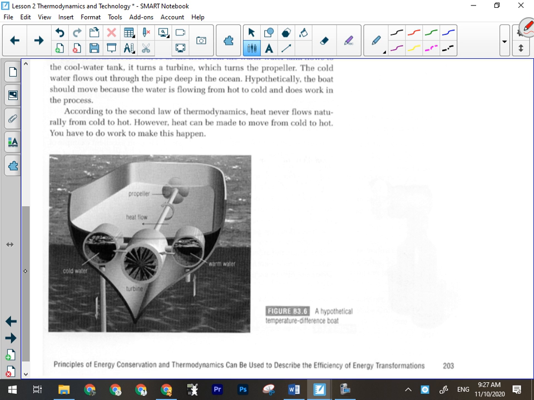The problem is dragging that deep pipe. That pipe that goes really deep is going to catch bottom and drag, and that's really not going to let you go anywhere. But theoretically, this idea can work, and in fact, this is the basis for the jet engine.